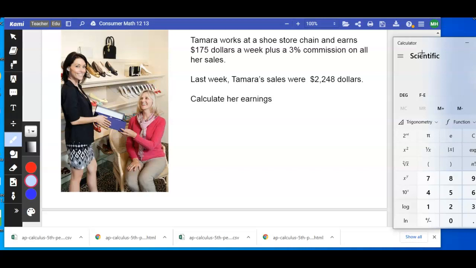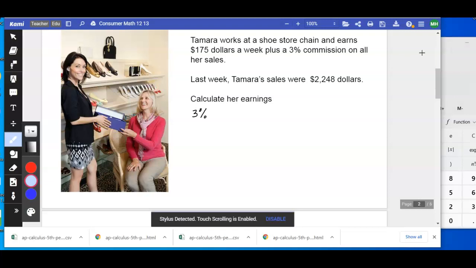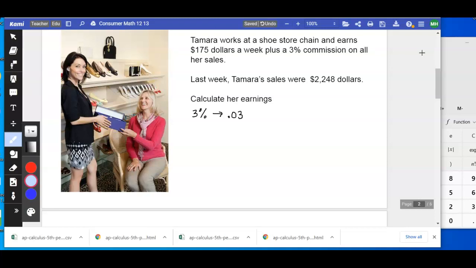So what we want to do is figure out 3%, first of all. If we convert that into a decimal, remember that you move the decimal point 2 places to the left, so this would be 0.03. We take 3% of her sales, and her sales were $2,248. So on a calculator, we take $2,248 times 0.03, and that will give her total commission.